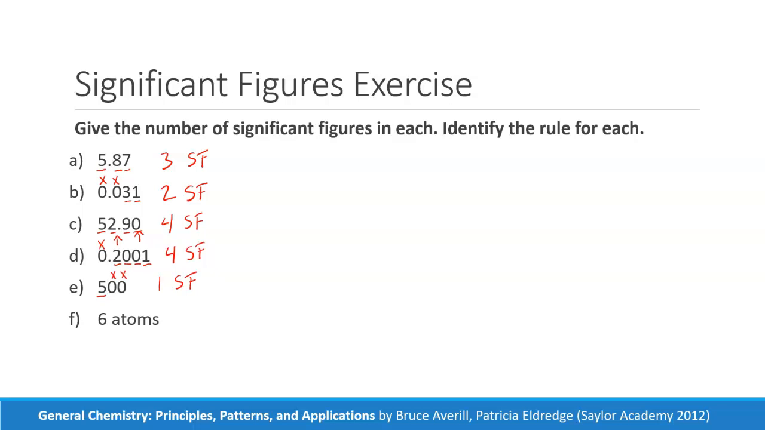And for 6 atoms, because we are counting up a number of objects there, that's infinite sig figs. And just as a last quick example and a reminder, if we had something like 1,000 millimeters equals 1 meter, both the 1,000 and the 1 would be infinite sig figs, because those are exact by definition. That's an equality of 2 units.